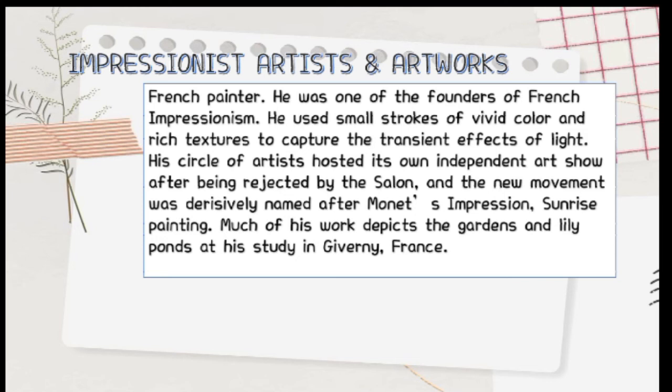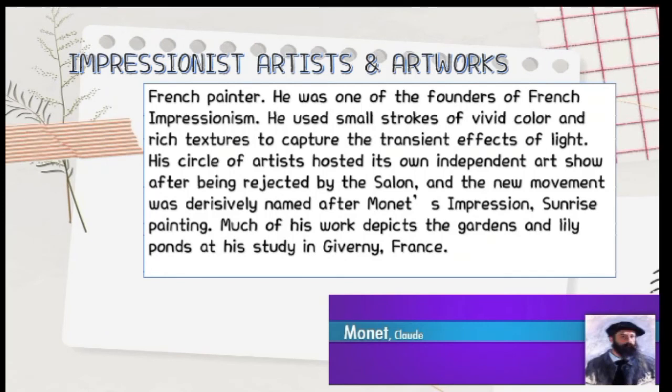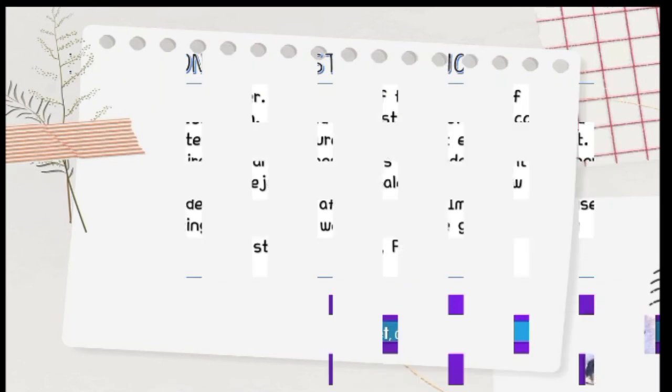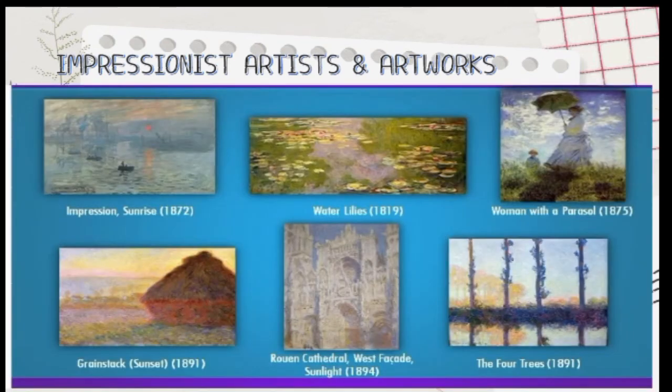Much of his work depicts the gardens and lily ponds at his home in Giverny, France. Despite being rejected for a scholarship in 1859, Monet moved to Paris to study with help from his family. However, instead of choosing the more customary career path of a salon painter by enrolling at the École des Beaux-Arts, Monet attended the more avant-garde Académie Suisse, where he met fellow artist Camille Pissarro.